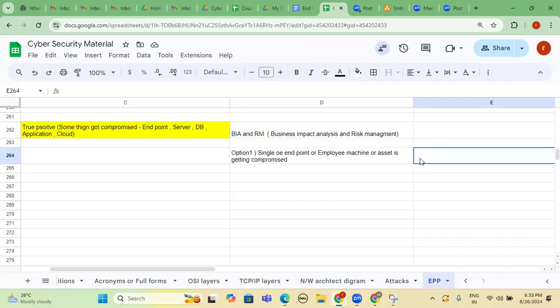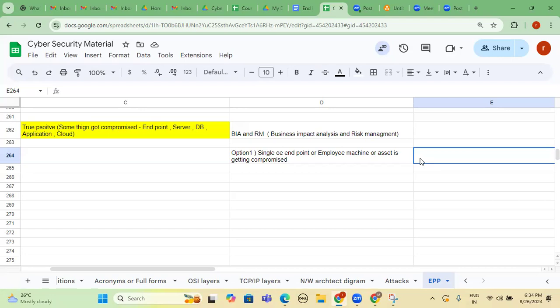At the time of the interview only, they will ask all these logical questions. Whenever any server got compromised, how can you do investigation? Whenever any end user system got compromised, how can you do incident investigation? Whenever any brute force attack happens, how can you do incident investigation? Whenever any database service got compromised, or a ransomware attack, how can you do incident investigation?